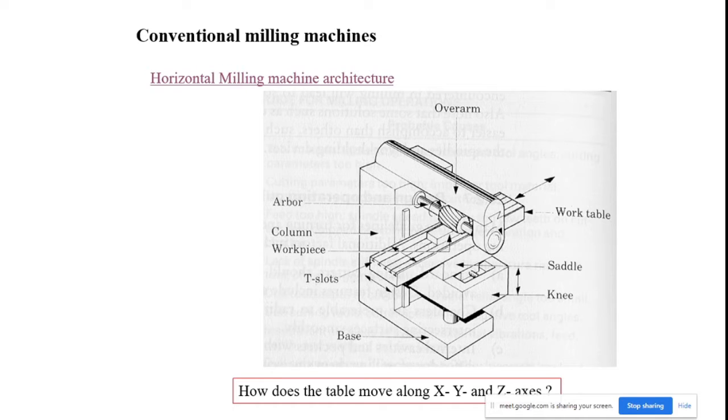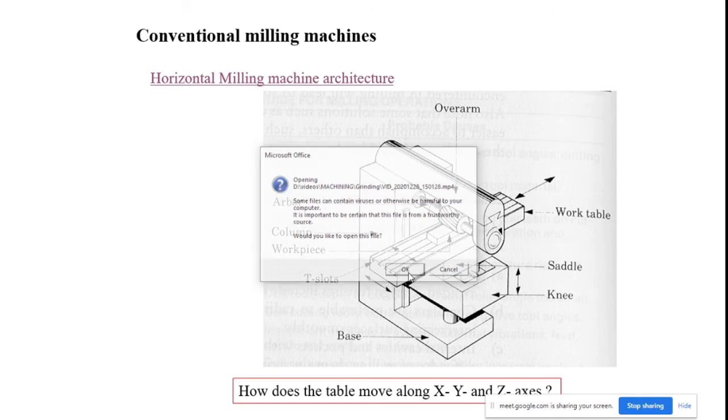How can we describe the X, Y and Z axes on the machine, which is a difficult task? How does the table move along the X, Y and Z axes? In manual machines the machine operator operates a hand wheel. With the aid of that hand wheel rotation, the work table moves horizontally or vertically with the aid of rack and pinion mechanisms. I can show you a video of how the milling machine is operated manually.